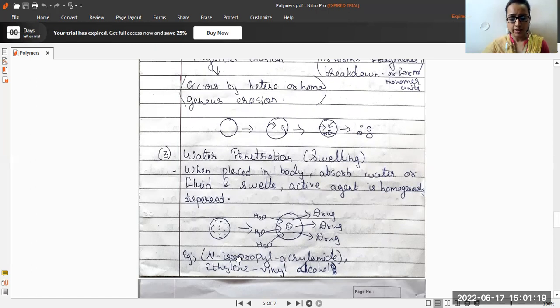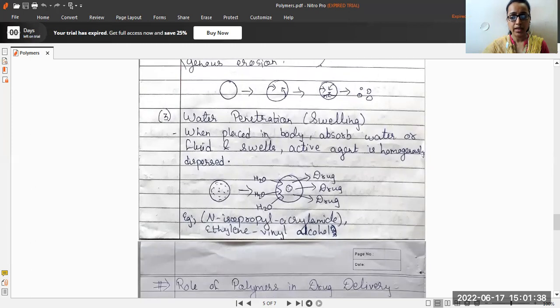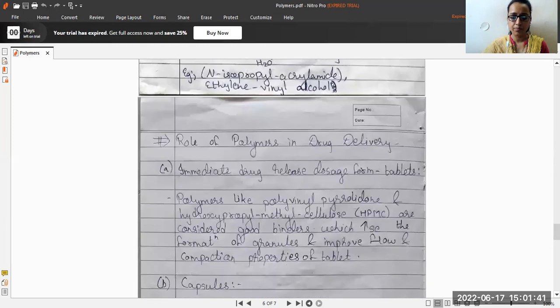As shown in the diagram, the H2O, that is water, will enter the dosage form and create a pressure for the drug to exit out of the dosage form so that the drug can get out and start its effect. Examples are N-isopropyl acrylamide, ethylene vinyl alcohol, etc.